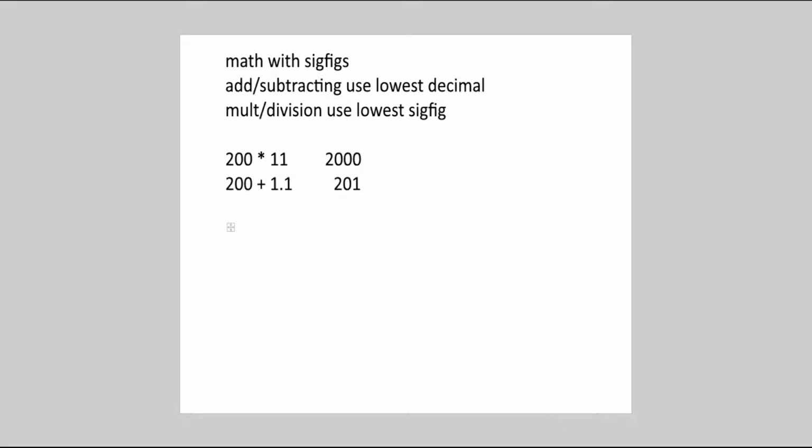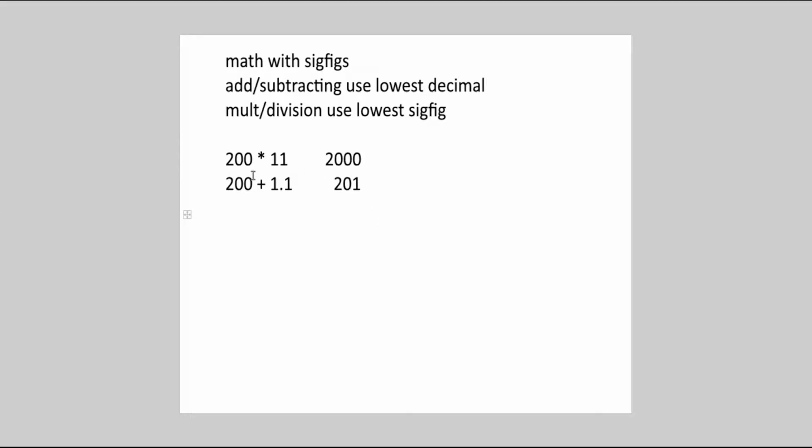So this is adding and subtracting, multiplying, division with sig figs. Now when you're adding and subtracting, sig figs don't really matter. You use the lowest decimal point. So in this one right here, we have 200 plus 1.1, and that would be 201, because the lowest decimal point is 200, so it would be 201 and not 200.1.